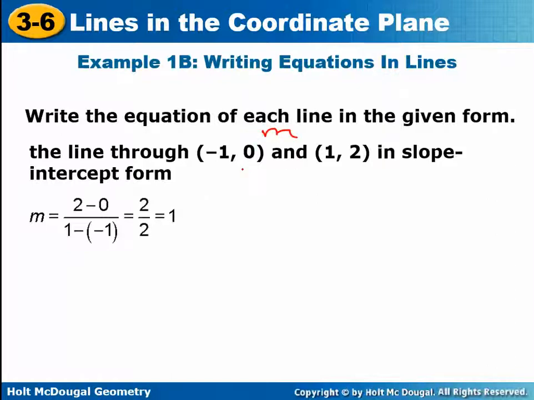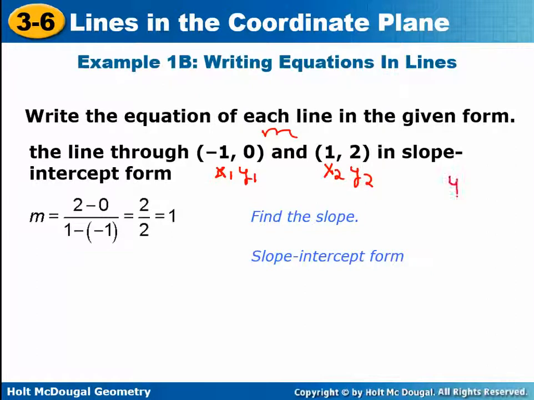Remember, the slope formula is y2 minus y1 over x2 minus x1. So they called this one x1, y1, and they called this x2, y2. And the slope formula is y2 minus y1 over x2 minus x1. That's the slope formula.